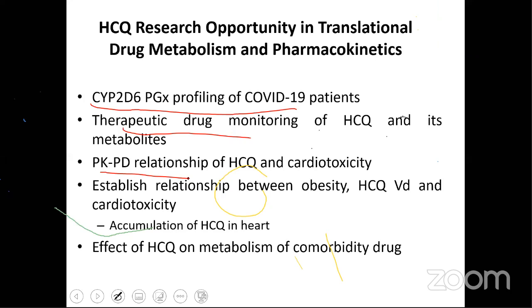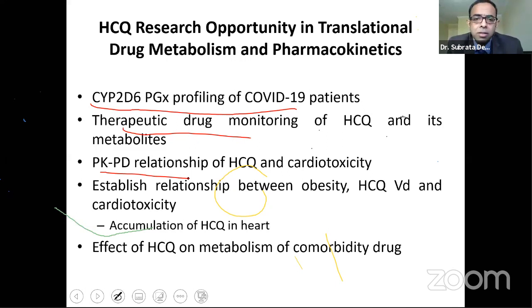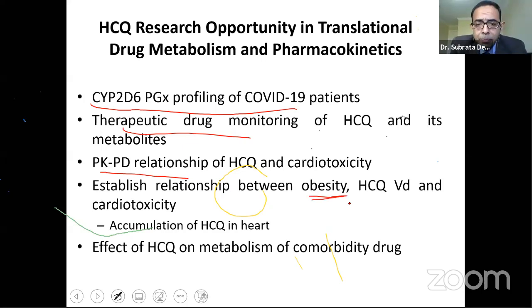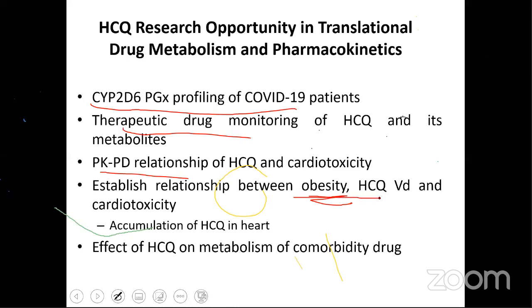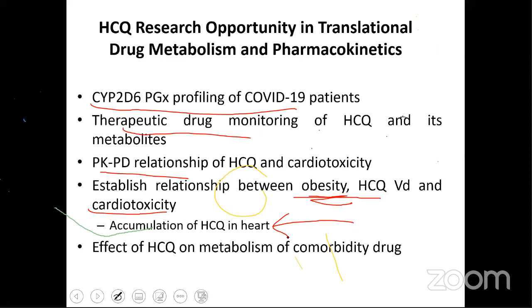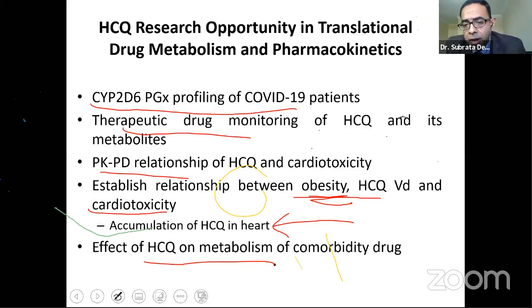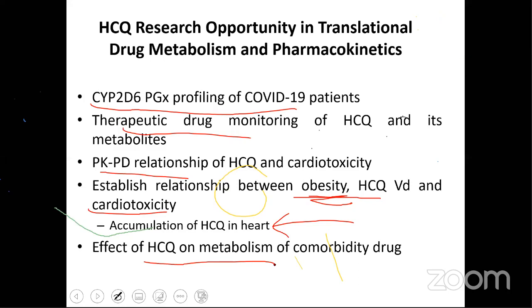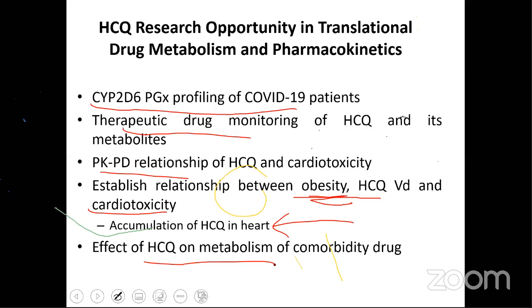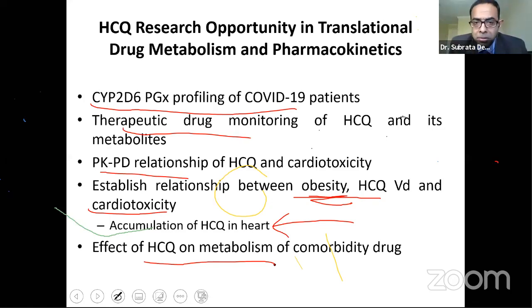How are their cardiac parameters? There are several markers now, troponin or ECG, several enzymatic markers of cardiotoxicity. And then we need to establish a relationship between obesity, because it will affect the volume of distribution, hydroxychloroquine effect, and cardiotoxicity. Is there any accumulation of the drug in the heart? That's why we are seeing more cardiotoxicity. And then finally, what is the effect of this drug on comorbidity drugs? I mentioned cardiovascular was one, but it can also impact people on antidepressants, people on analgesics such as morphine or codeine for pain or cough purposes, right? So all these questions need to be answered for 2D6 and hydroxychloroquine before we can comfortably use it.